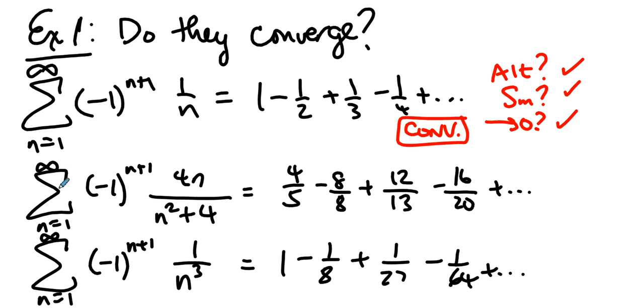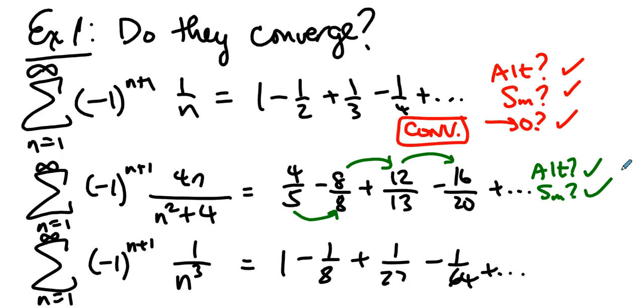Well, what about this one? Do the terms alternate? Well, these are always positive, so yes. Do the terms get smaller? Not initially. But these do, and you can take the derivative of 4x over x squared plus 4 and figure out that that is a decreasing function for x bigger than 2. And if that's a decreasing function for x bigger than 2, then after the second term, all the terms get smaller. So this one little hiccup doesn't really matter because after the second term, all the terms get smaller.